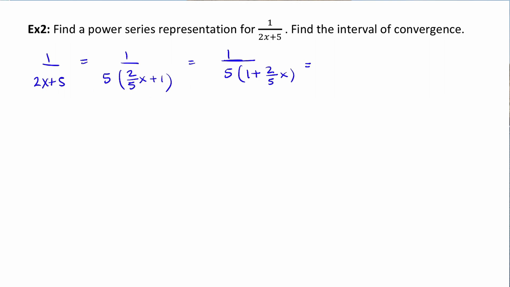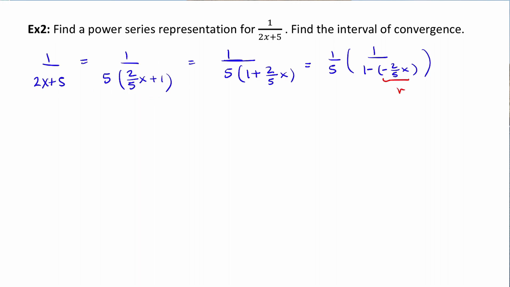Now, if I do that, then this is just 1 over 5 times 1 over 1 minus negative 2 over 5x. Okay, so now this is starting to look more like the convergence, right? The actual limit of a geometric series, okay? So now in this case, this will be my r.